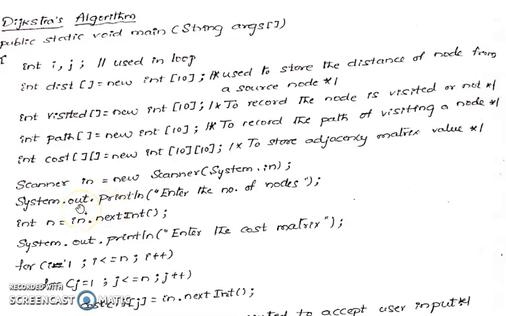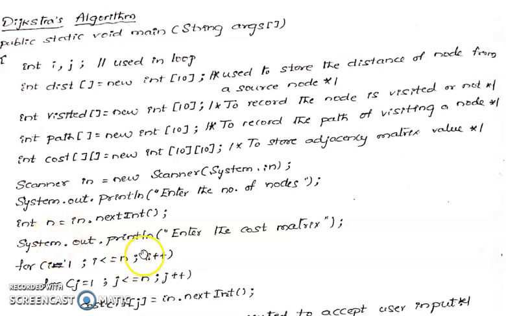First and foremost, you specify System.out.println, enter the number of nodes. This is our first output statement on the screen once you start executing your program. It is a message to the user that before that, your graph should be ready. You should plot one graph. It can be a directed graph or an undirected graph, and you should have the corresponding cost adjacency information. Then you specify how many nodes are present in the input graph you want to give as input. That information will be recorded in the variable n.